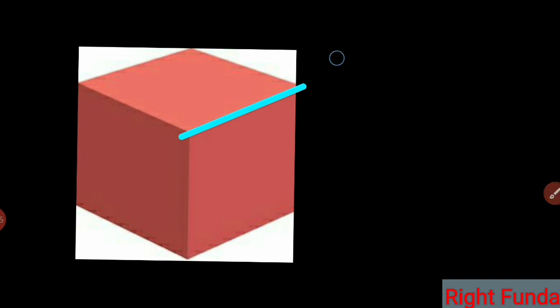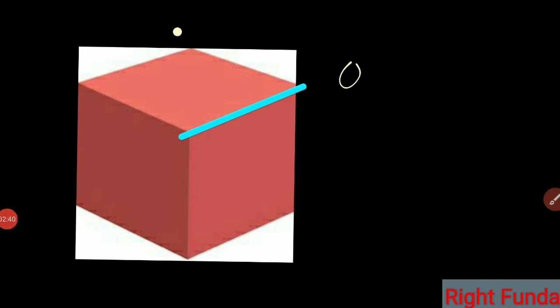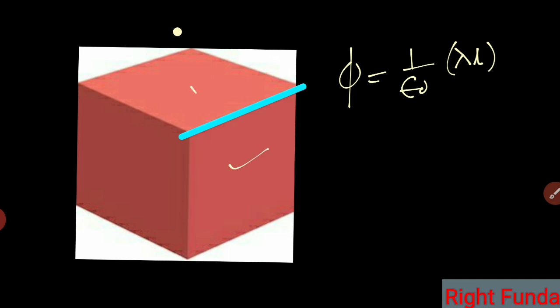We know the total flux through the surface, phi, is equal to 1 by epsilon naught into the charge enclosed. How much charge will be enclosed within this surface? Because this rod is there, lambda L amount of charge is here. But the whole of the wire is not inside the cube. This corner is being shared; here one other cube will be there, here another cube will be there, and on the top another cube will be there.